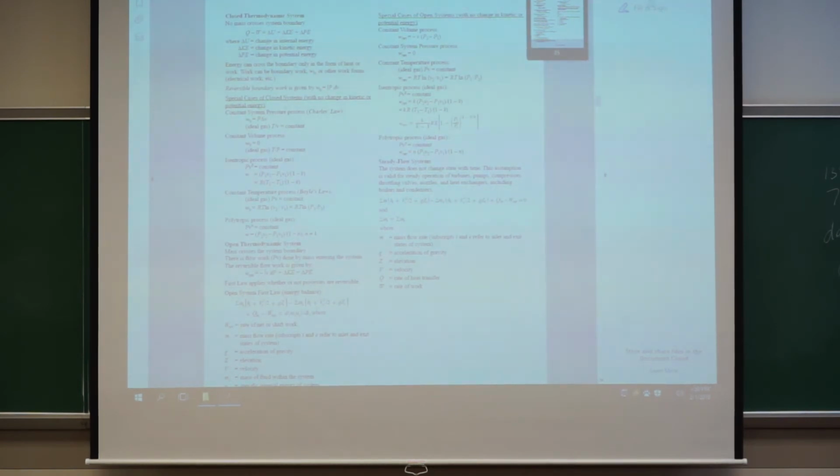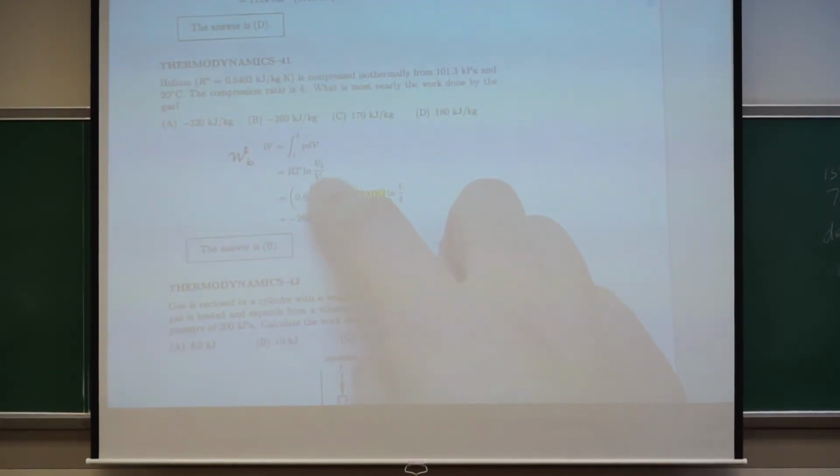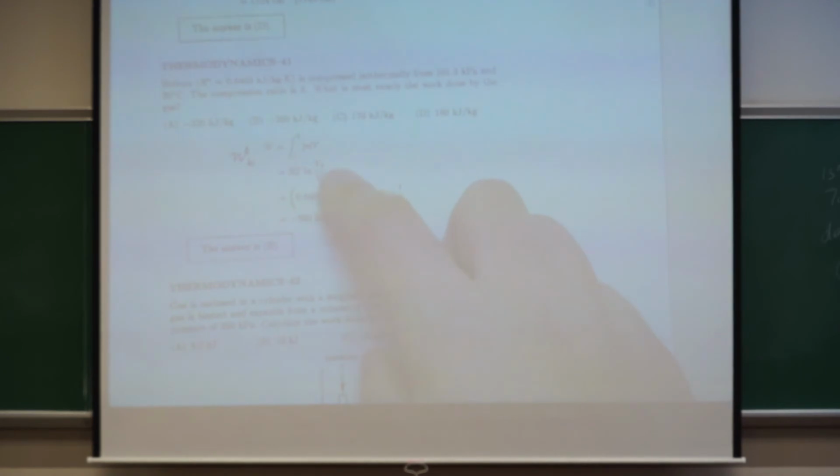From the boundary work W, there's constant pressure, constant volume, and then also we cover this isothermal process. That's a constant temperature, and also this is for ideal gas. That's the equation you can use. There's a natural log. So that's how you find this equation. This is isothermal ideal gas. Calculate boundary work. You have an equation.